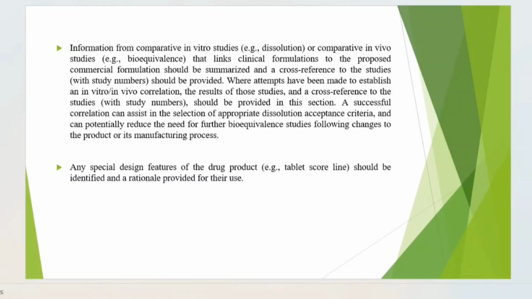which is in equivalent quality to the reference product. That is called a comparative in vitro in vivo correlation.